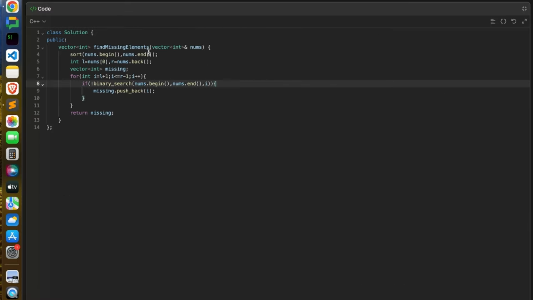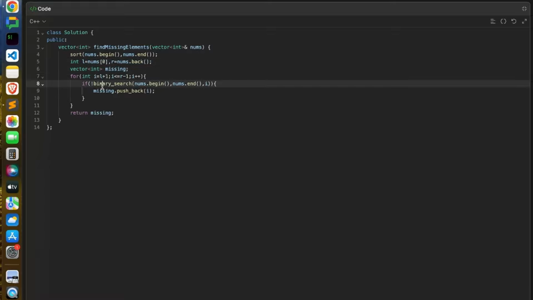So here is the code of this problem. What you do is first sort the nums array, then find the minimum value and the maximum value. These two numbers are your range, from L to R, and L and R will always be present in the original array nums. So you can create a missing vector to store all the missing numbers, and iterate from L plus 1 to R minus 1, because L and R will always be present in nums.